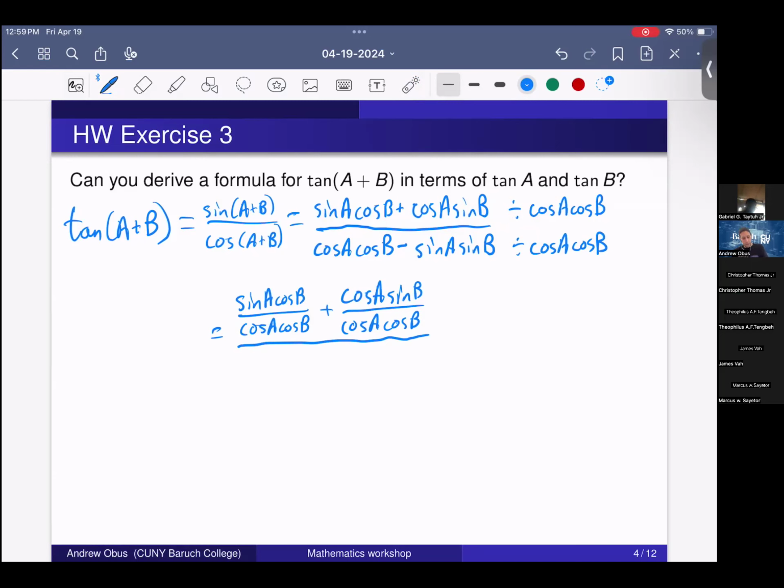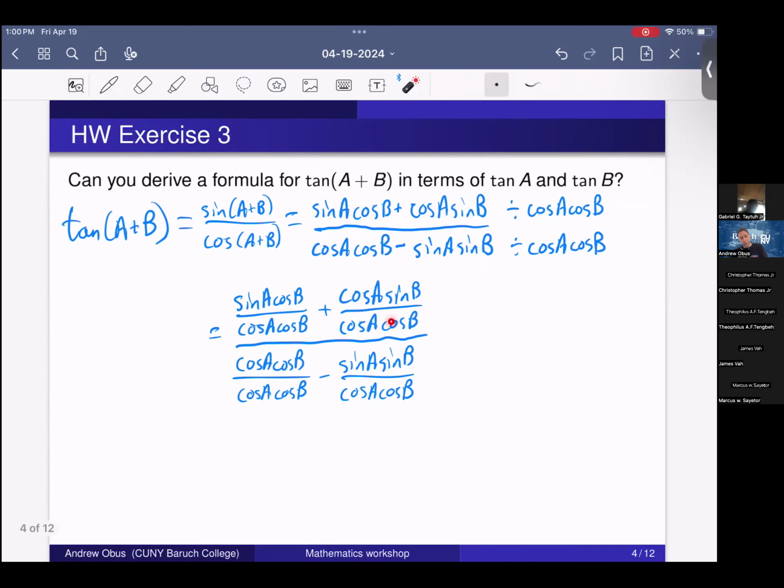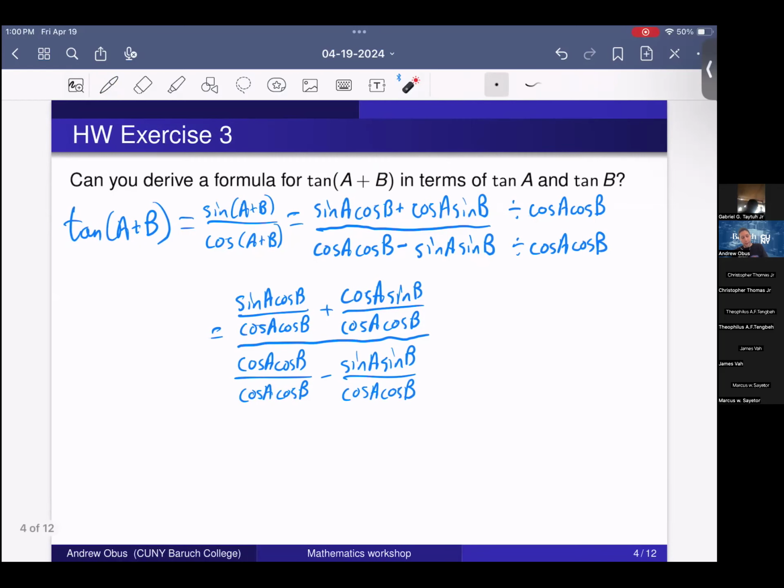So all that same thing divided by cos A cos B over cos A cos B minus sine A sine B over cos A cos B. All I did was take every single term here and divide it by cosine A cosine B. I've got cosine A cosine B in the denominator everywhere, and the terms in the numerators are the same terms that appear in the original fraction.